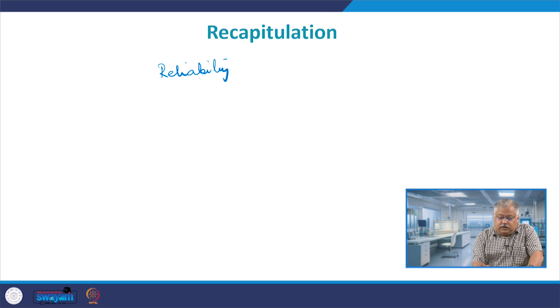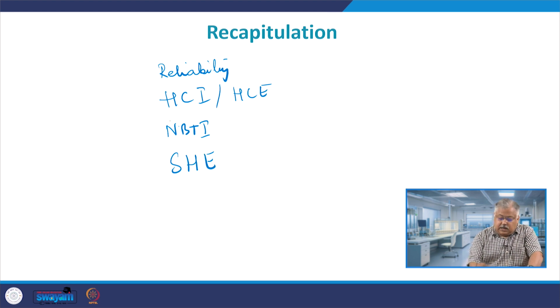Within reliability, we looked into hot carrier injection or hot carrier effect. We looked into NBTI, and we looked into self-heating effects. We tried to give you an idea how this is basically degrading the device or the device electrical output characteristics. With this, let me finish this lecture.